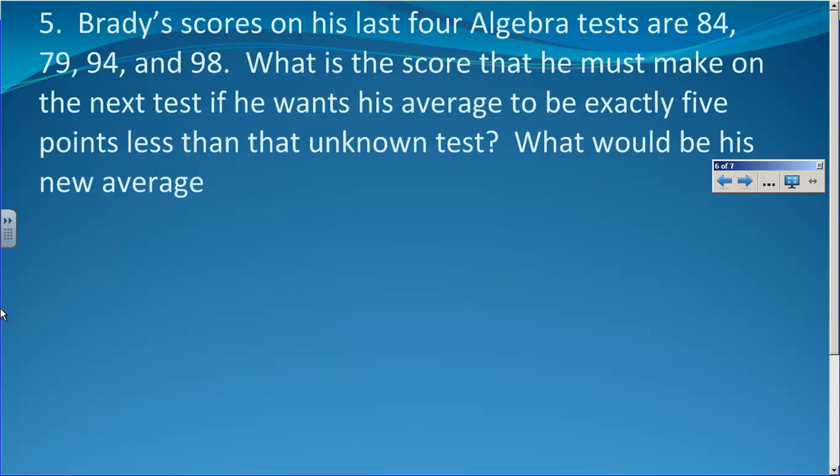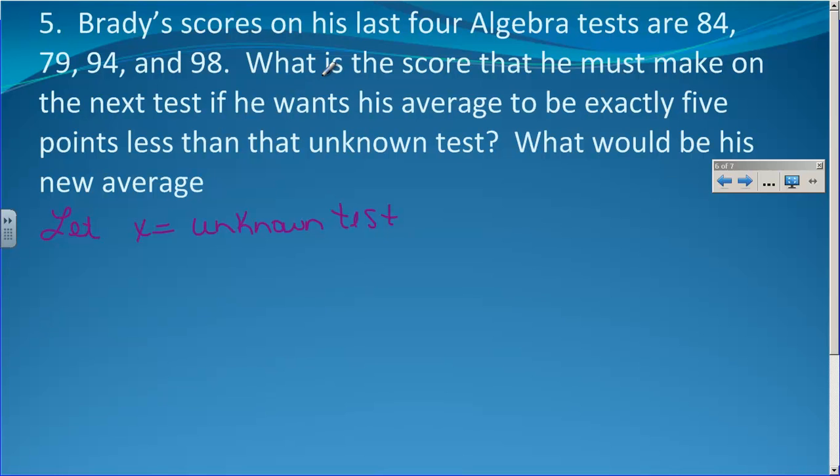We want to find his new average. So there's two questions here. First, we have to figure out what his unknown test needs to be. So we're going to let x be the unknown test. This is the test we don't know. We do, however, know 4 of his tests: 84, 79, 94, and 98.